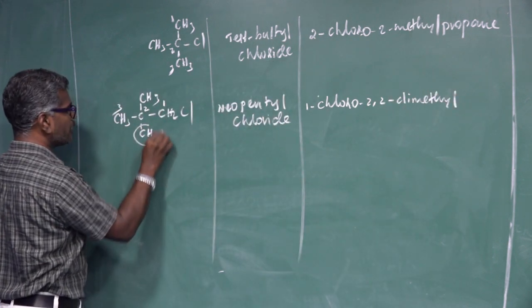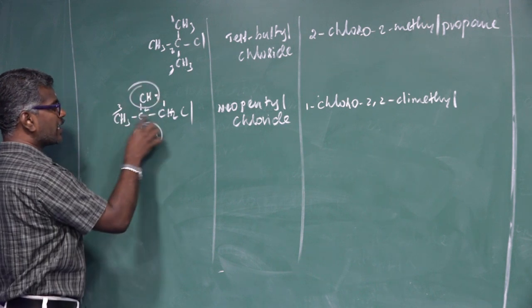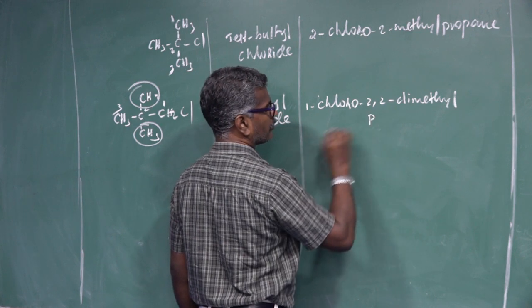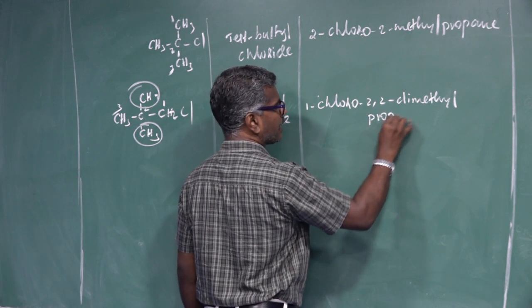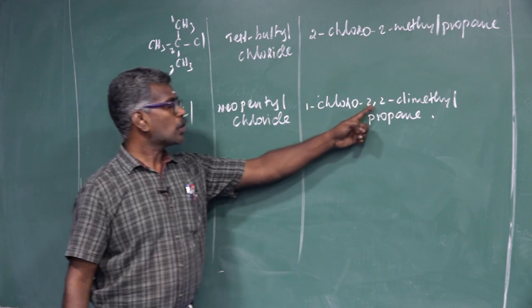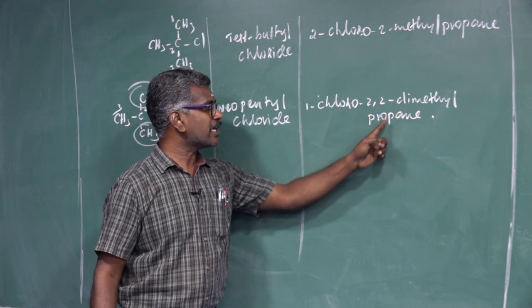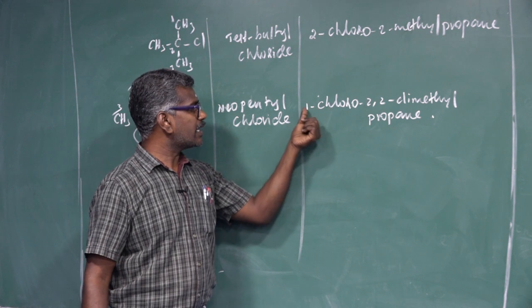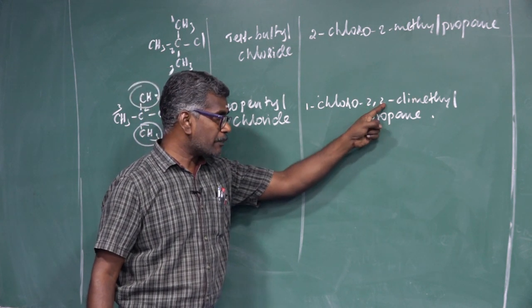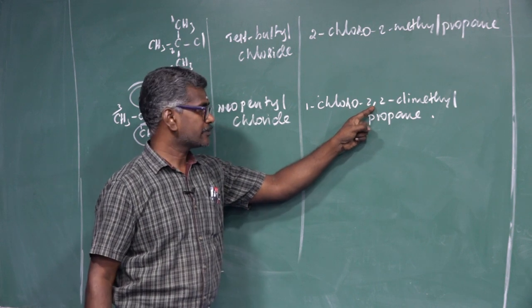There are 2 methyl groups. The remaining common carbon atoms are 3 carbon, so propane. 1 chloro 2,2 dimethyl propane. Between word and number we have to write the hyphen. Between the numbers we have to write the comma.